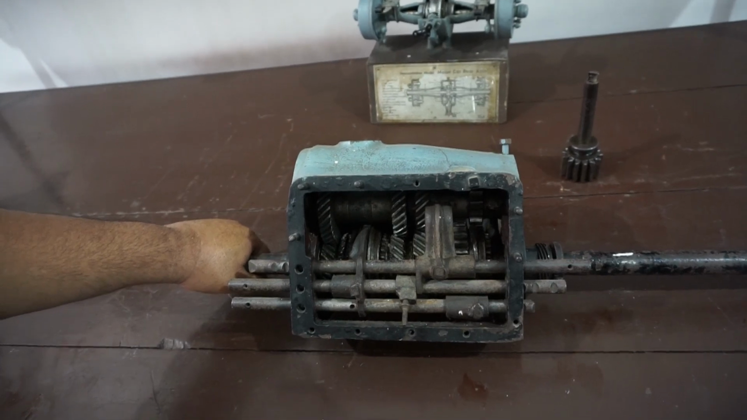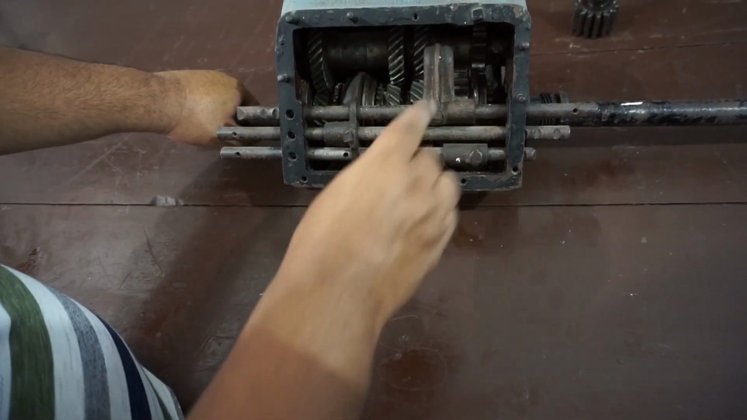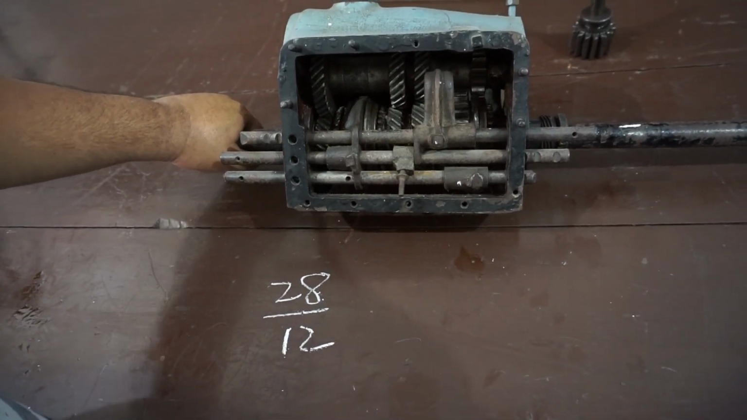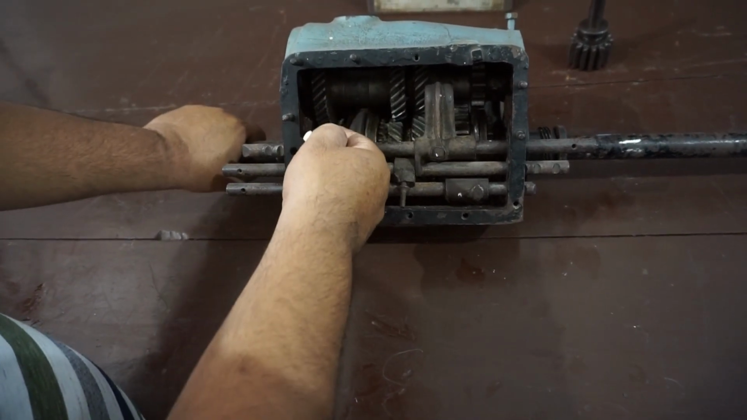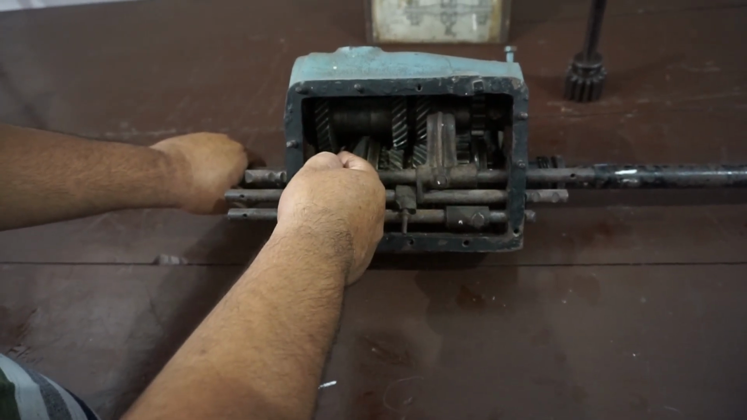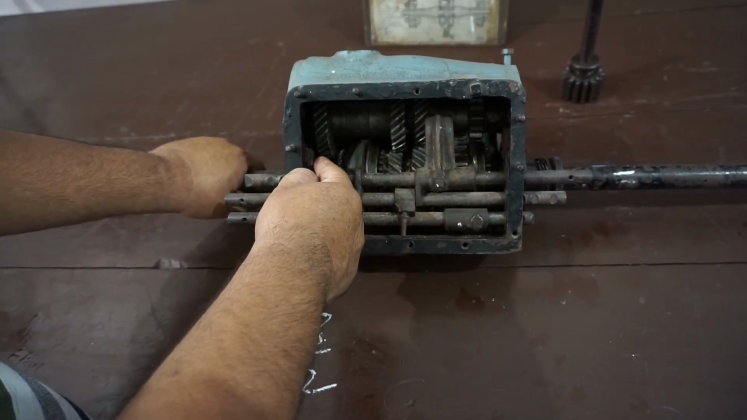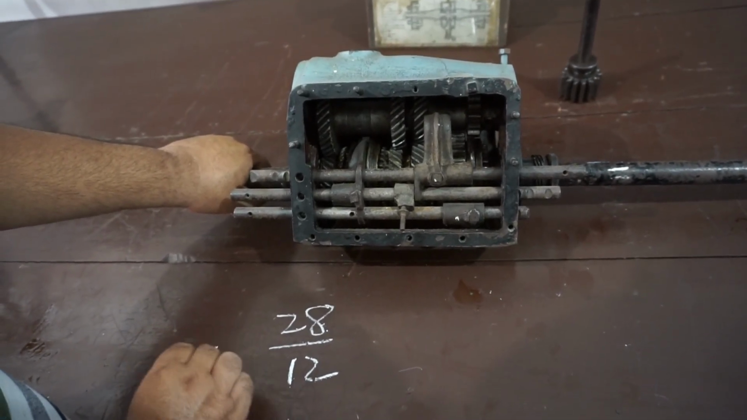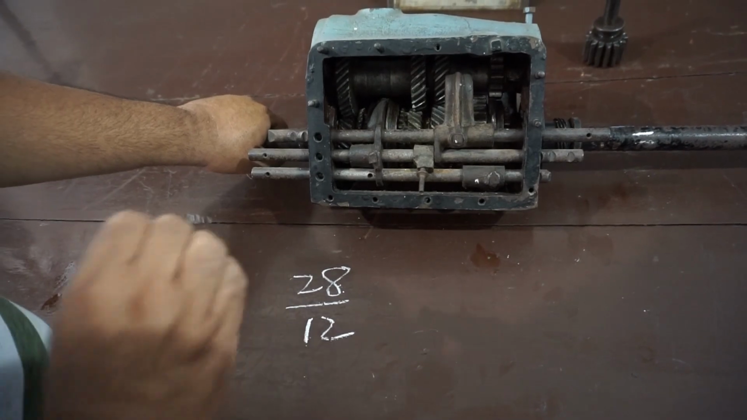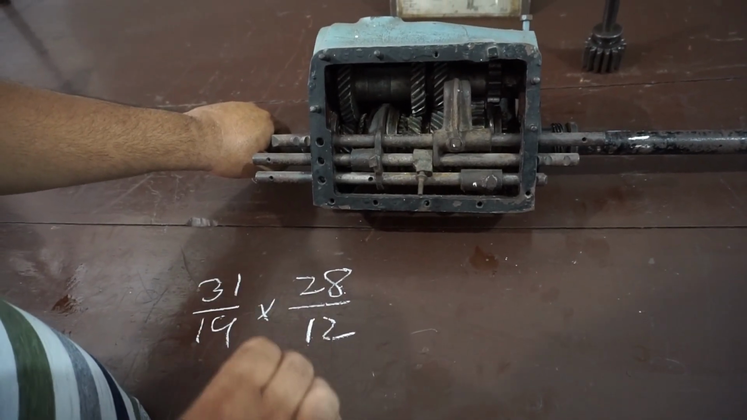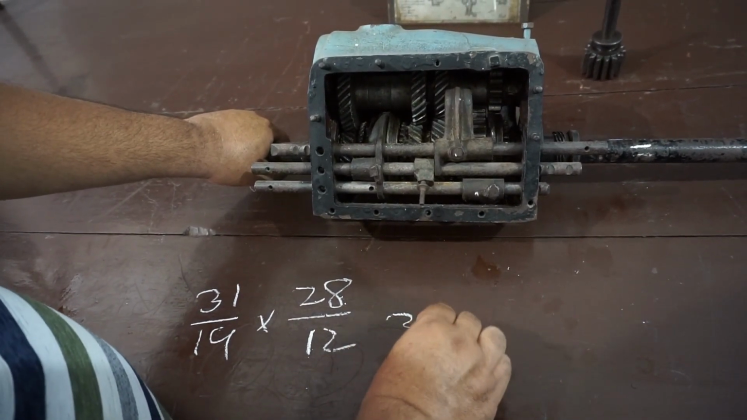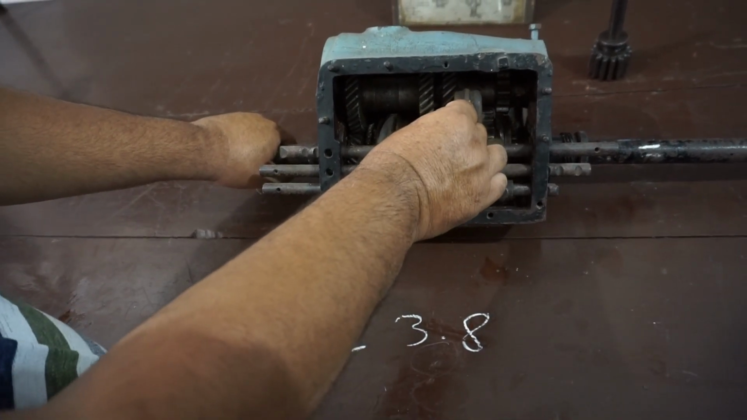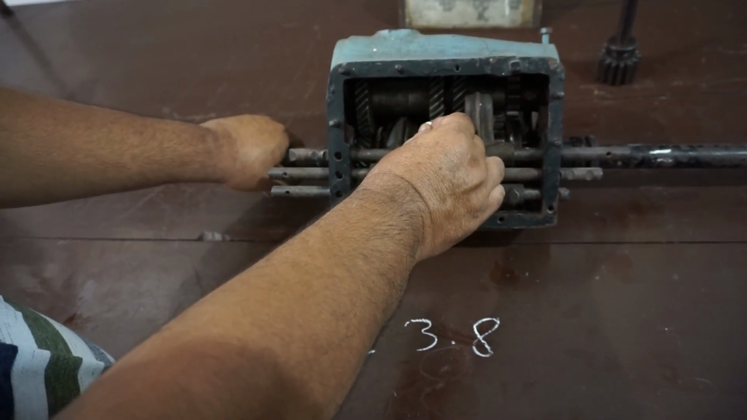In the first gear, we have 12 teeth on the driver gear and 28 teeth on the driven gear. To calculate the speed ratio, we will multiply it by the ratio of number of teeth in the fourth gear and number of teeth in the gear on the lay shaft, which is 31 by 14. So this value 3.8 will be the speed ratio for the first gear. Similarly, we can calculate the gear ratio for the second, third and fourth gears as well.